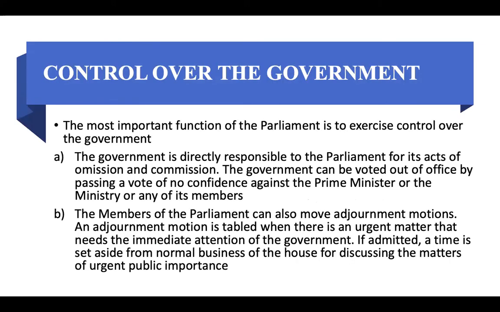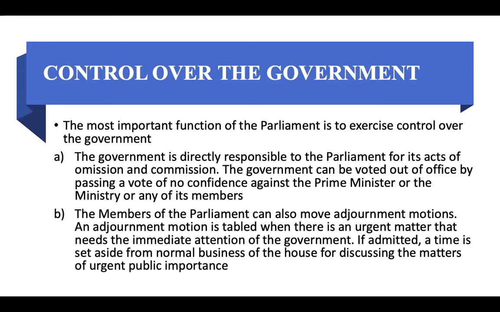Control over the government. The most important function of the Parliament is to exercise control over the government. The government is directly responsible to the Parliament for its acts of omission and commission. The government can be voted out of office by passing a vote of non-confidence against the Prime Minister or the Ministry or any of its members.